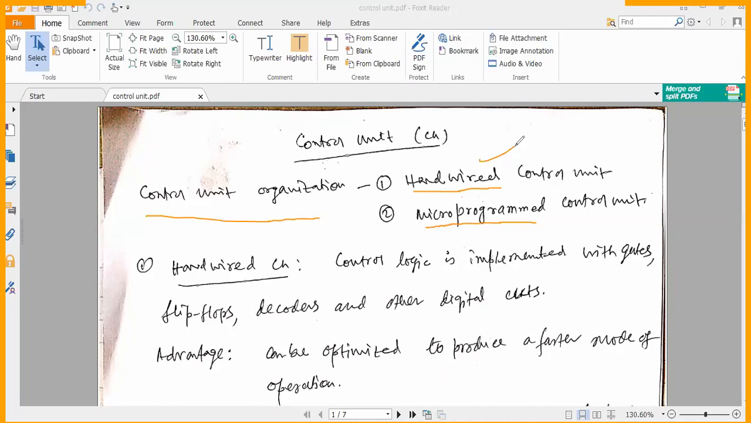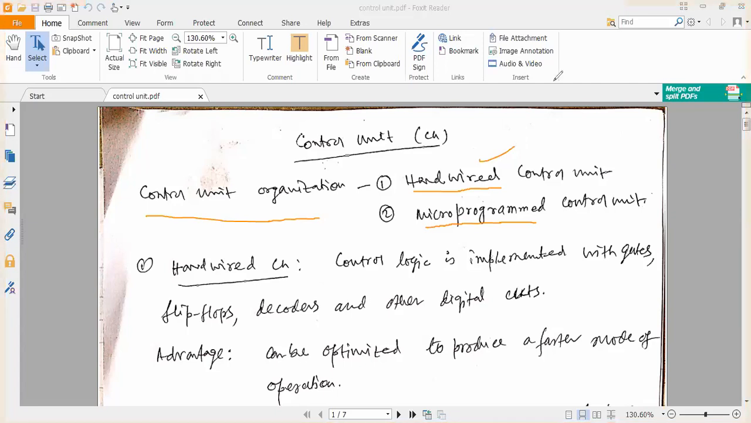Hardware means, as we know, the control logic must be designed by means of gates. There should be several gates, flip-flops, decoders, and maybe some other digital circuits, such as multiplexers, counters, all these things.